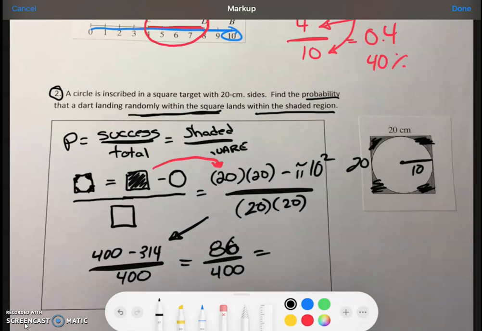If you divide that in the calculator, it says 0.215, which means as a percentage, it is 21.5%. Hopefully you know already, move the decimal 2 spots and then add the percentage sign. So the chance of you throwing a dart and hitting the square in the shaded regions is 21.5%.